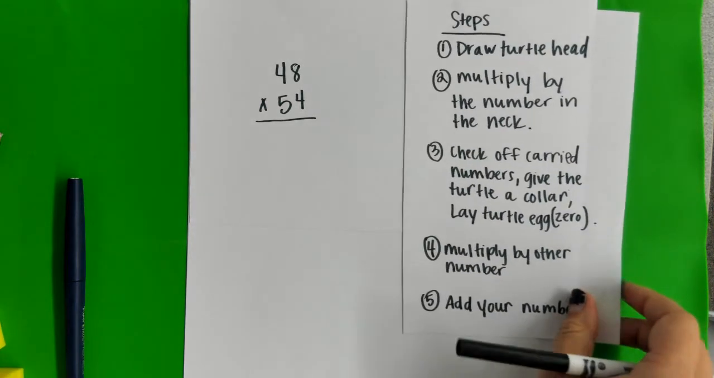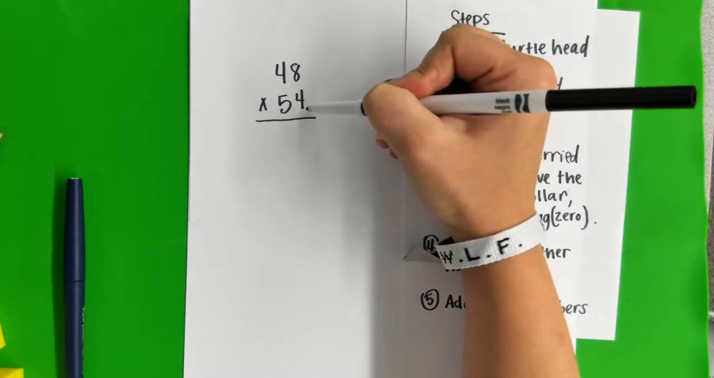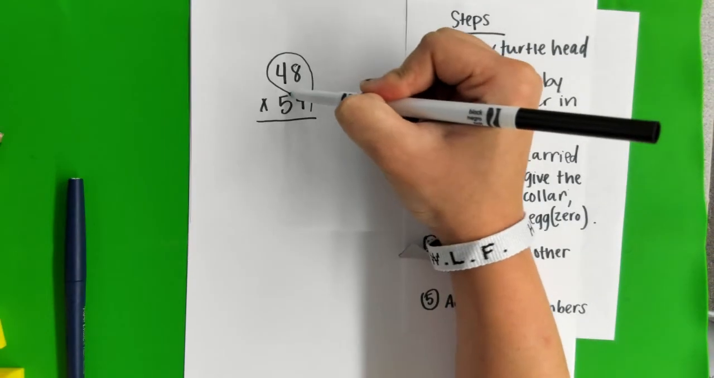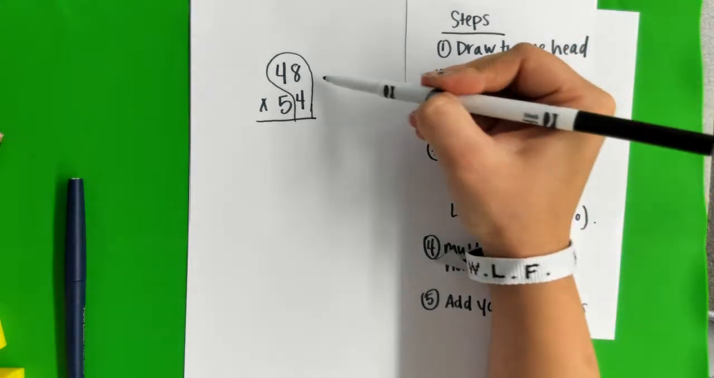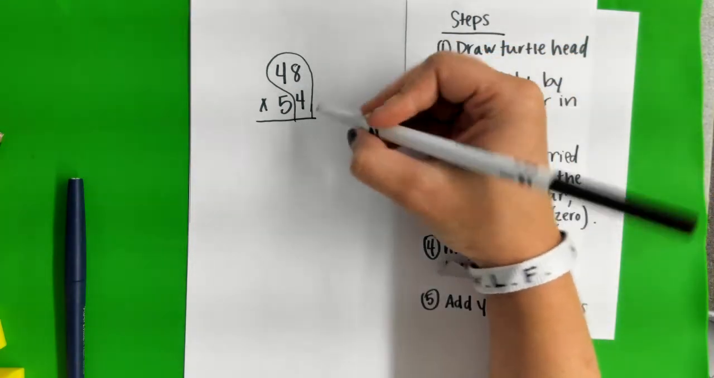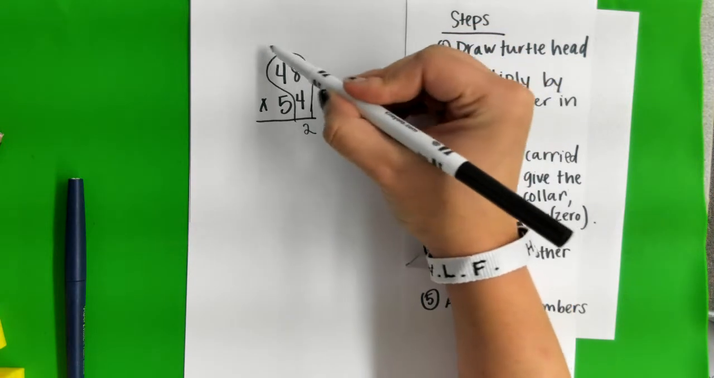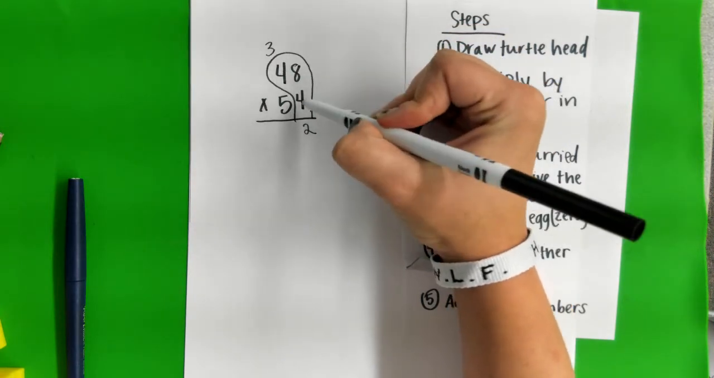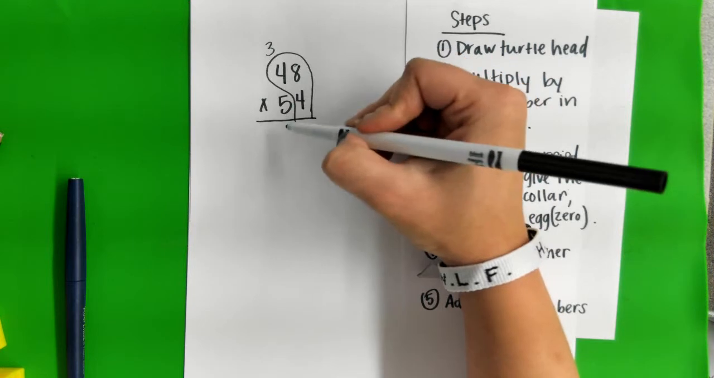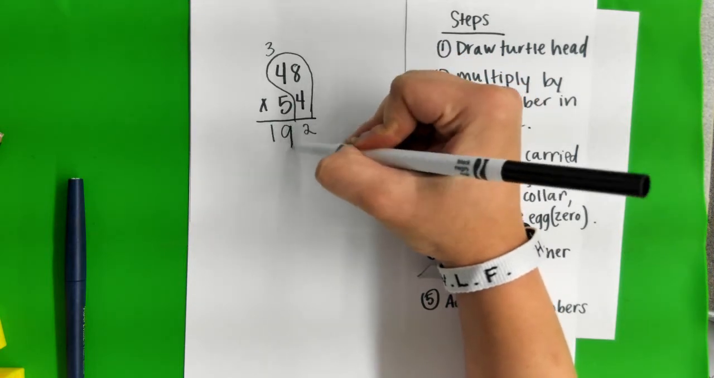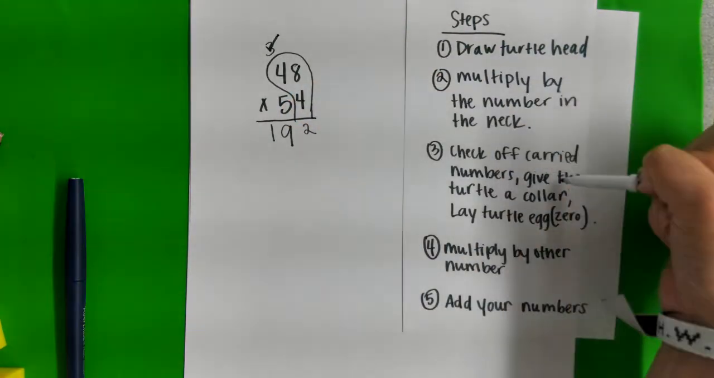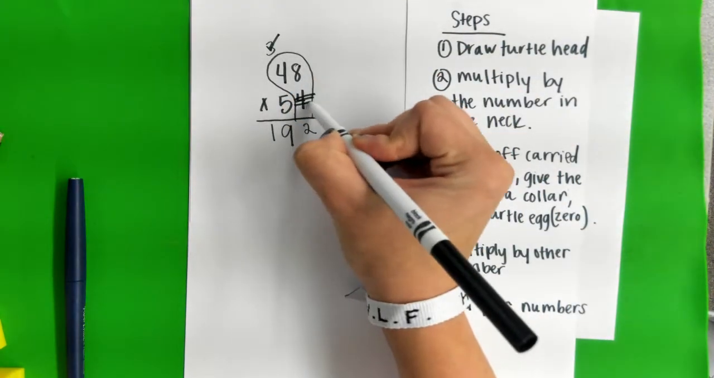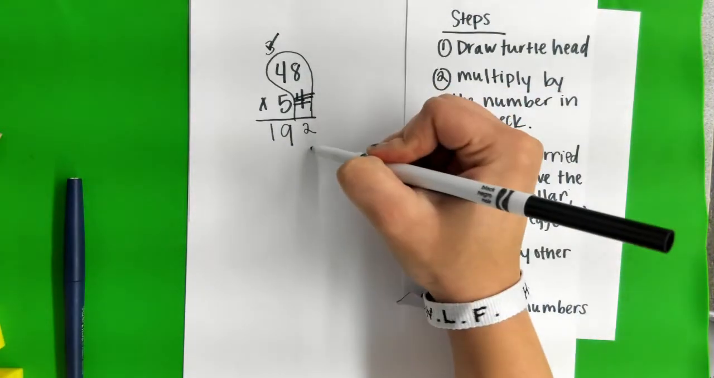We're going to do one more example. So we draw our turtle head. Multiply by the number in the neck. We have 8 times 4, which is 32. Carry our 3. 4 times 4 is 16, plus 3 more is 19. Check off carried numbers. Give the turtle a collar. Lay a turtle egg.